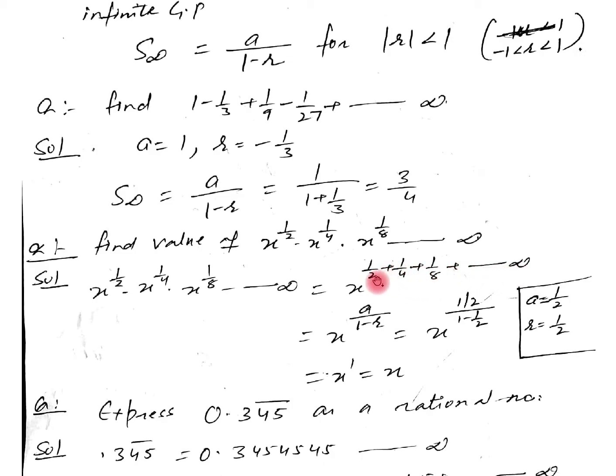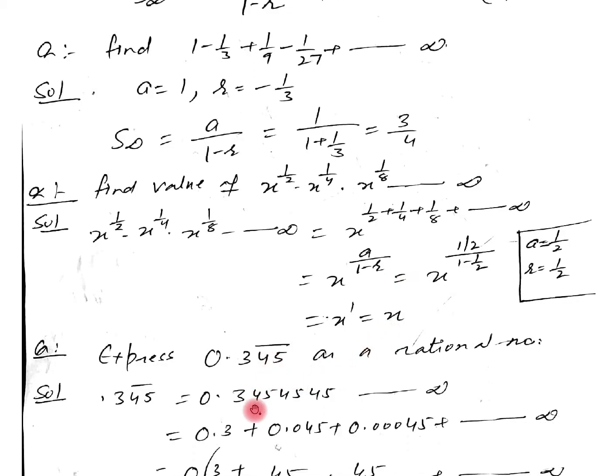And we can easily find out its sum. Here a is 1 by 2, r is again 1 by 2. Then applying the result, x raised to power a upon 1 minus r. Putting the values, it becomes x raised to power 1 by 2 upon 1 minus 1 by 2. Solving it, we are getting x raised to power 1, it means x. Therefore, the value of this expression is equal to x.